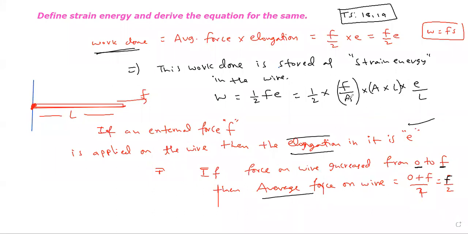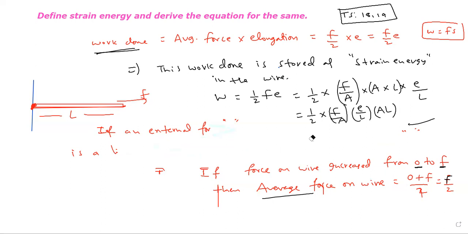Now what is area? A is area, L is length. This step is important. Work done is equal to 1 by 2 F. We took F by A, and since we involved an extra A, we multiply by A. We attached L to e, dividing by L, so we multiply by L. Now this is 1 by 2 into F by A into e by L into A L. Clear?